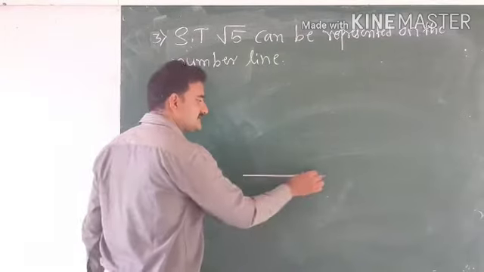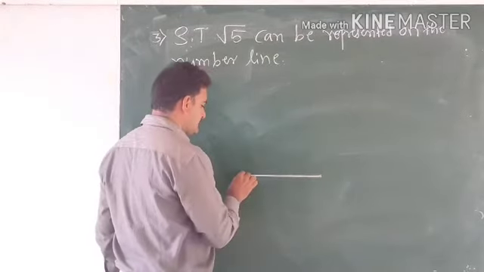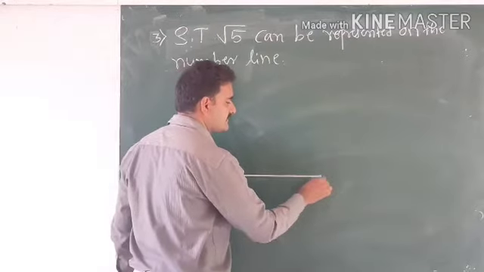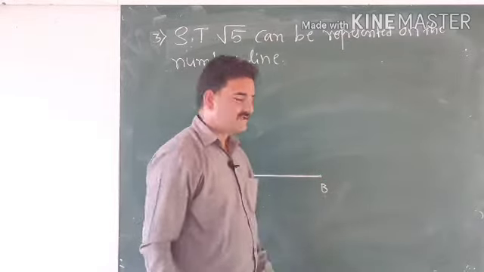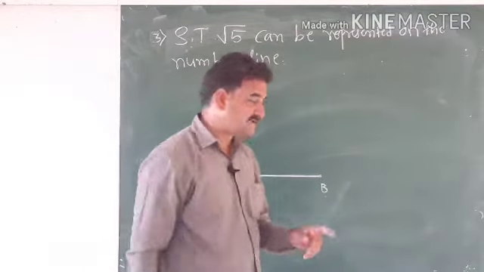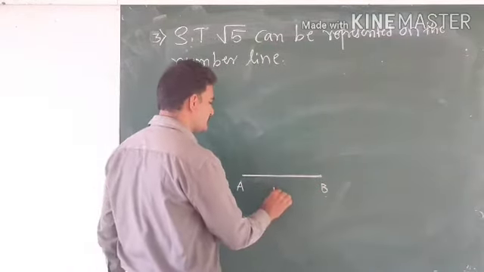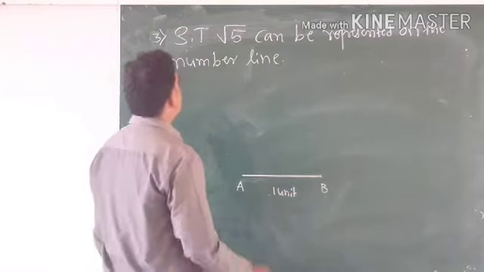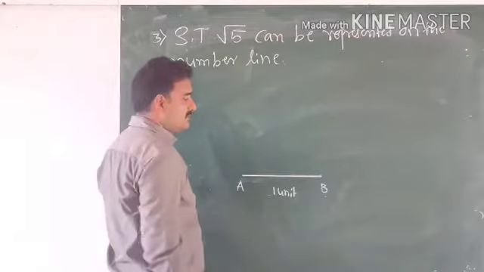You mark 3 centimeters, A, B. Okay, from here to here, how much? From your scale, take 3 centimeters and consider that 1 unit. Now we are going to draw root 5.